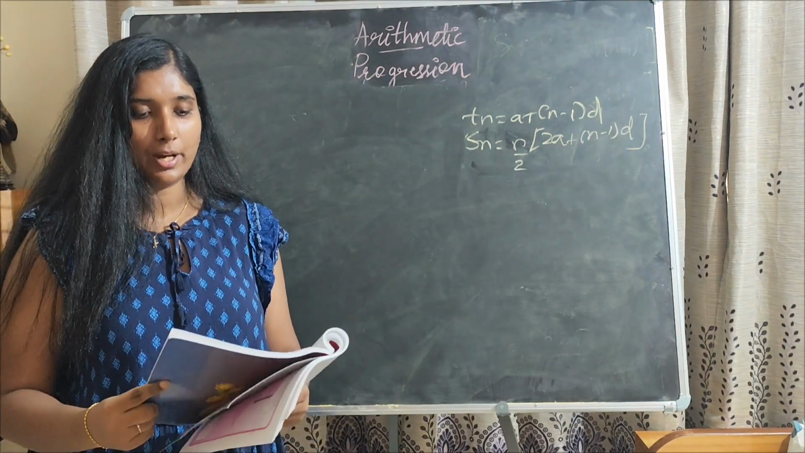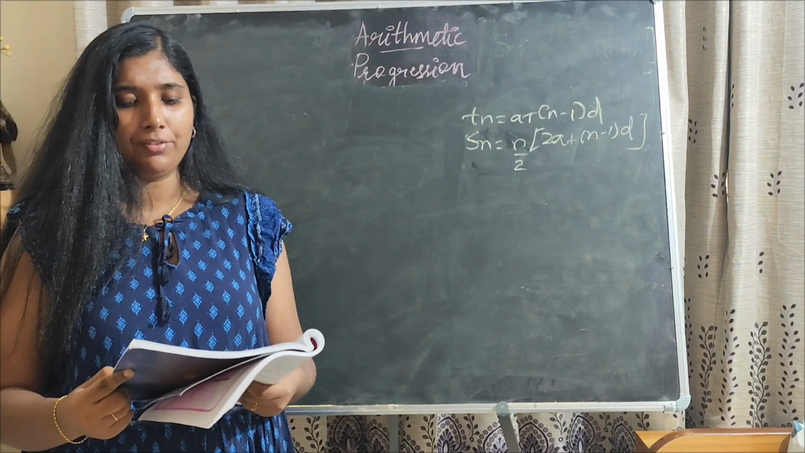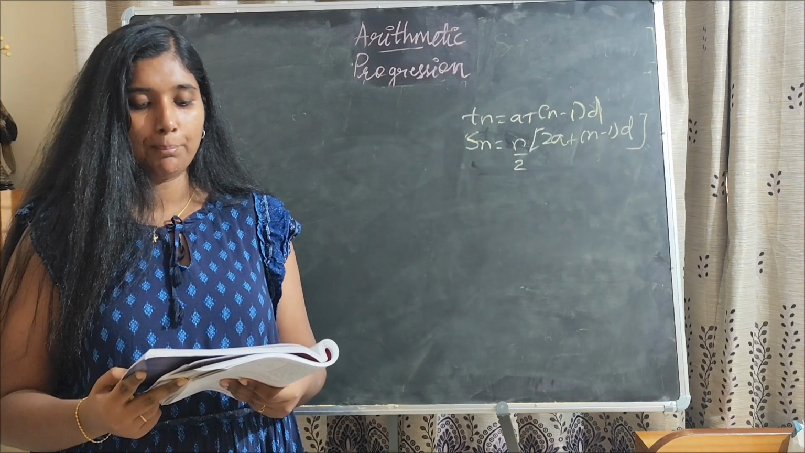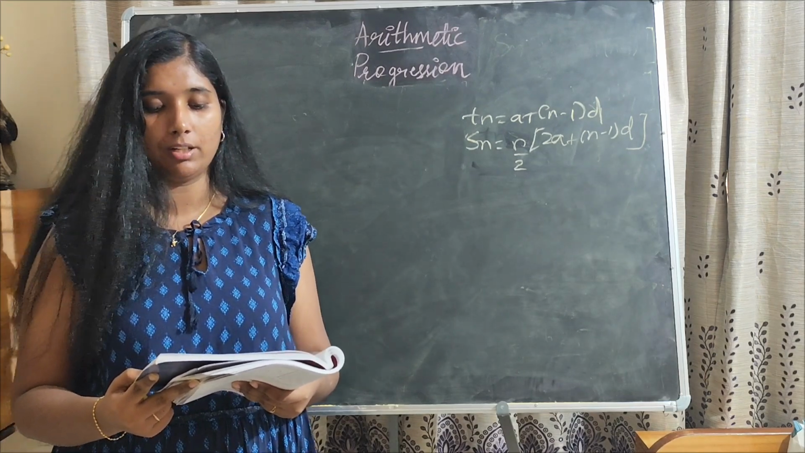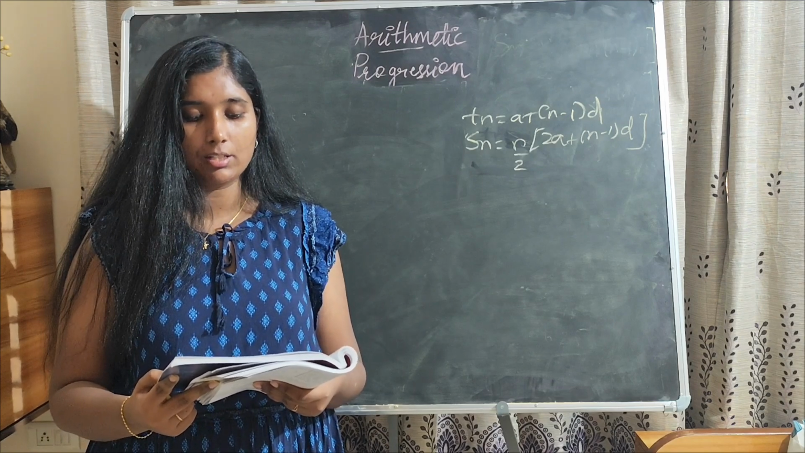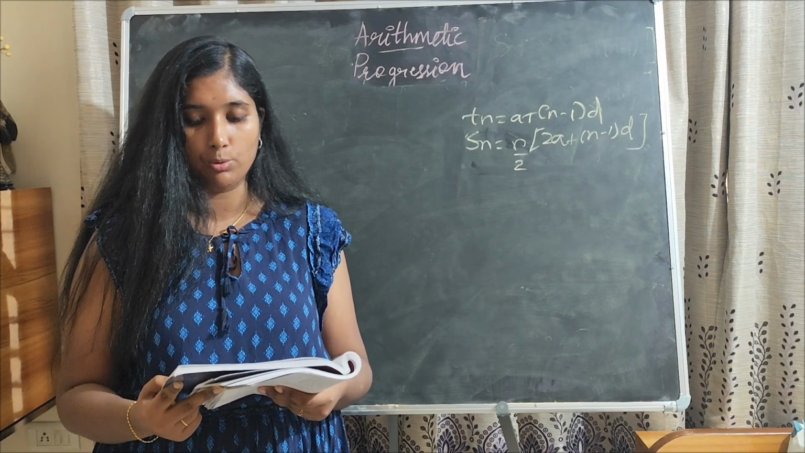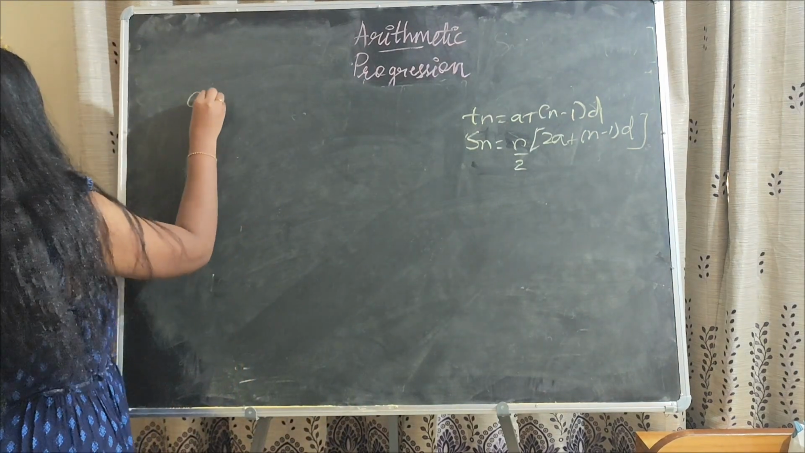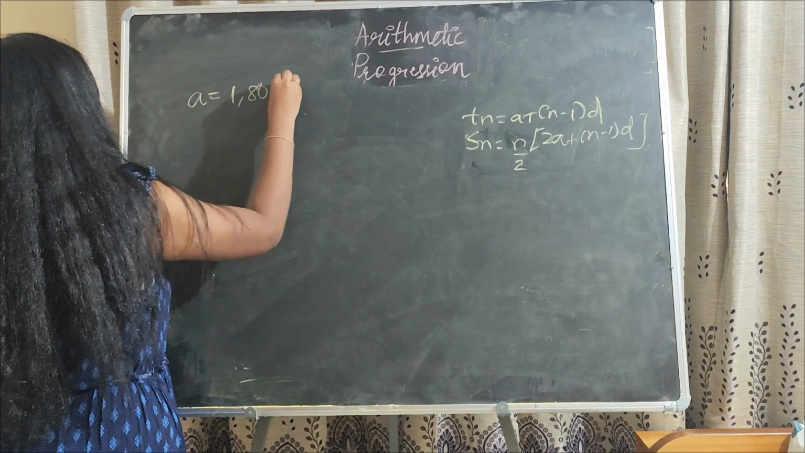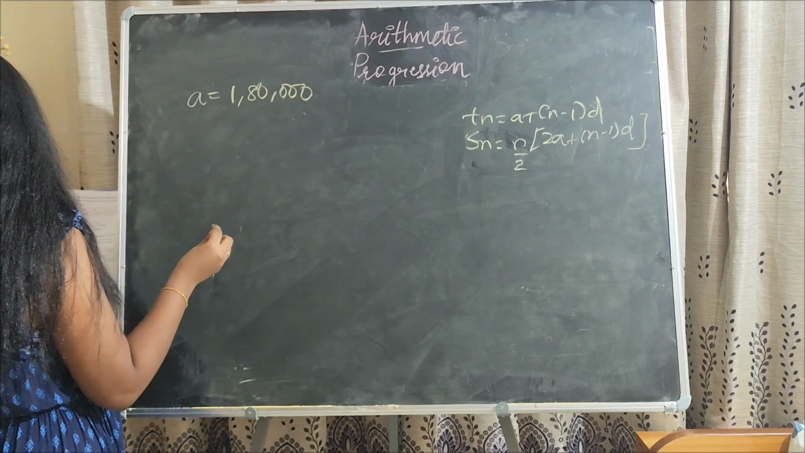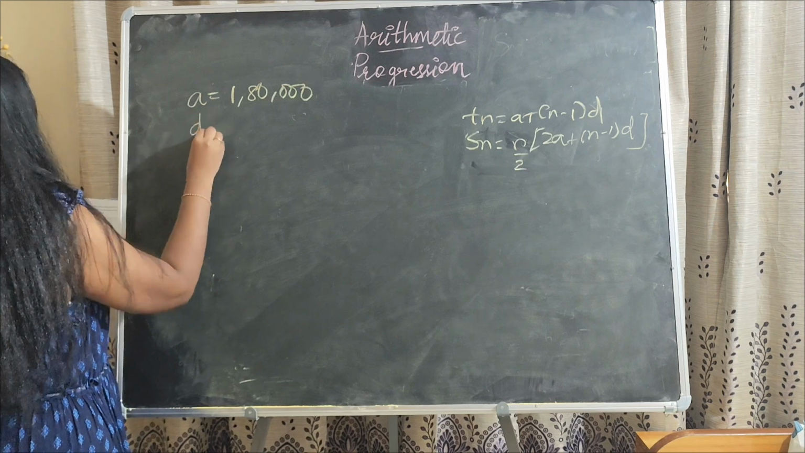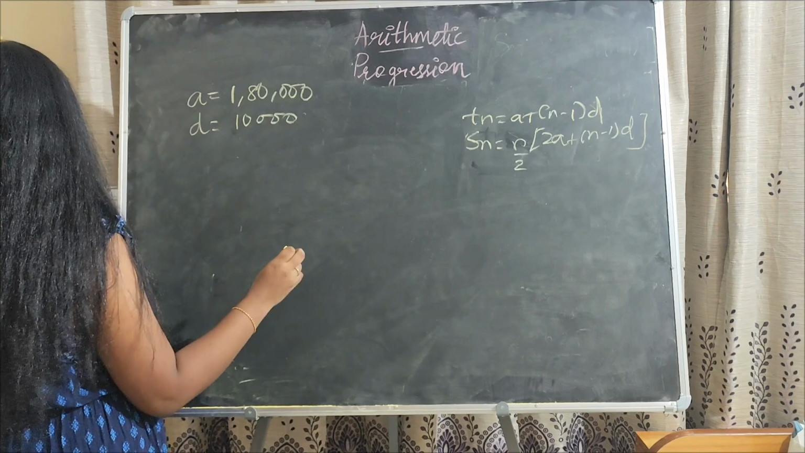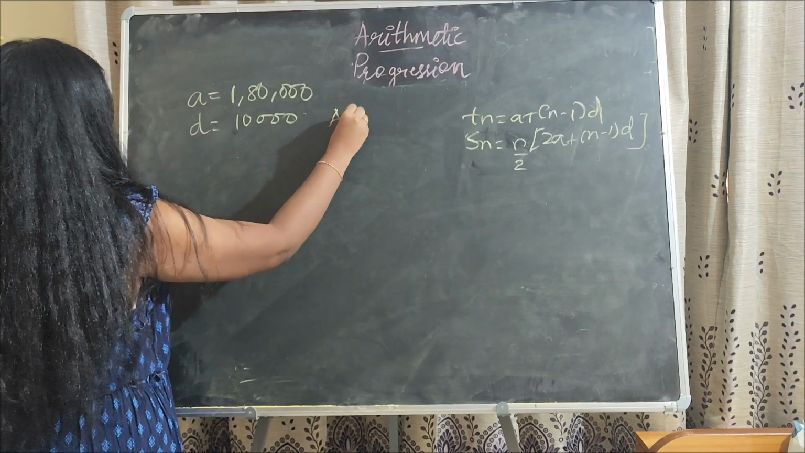Now, the next question is, in year 2015, Mrs. Sheikh got a job with salary 1,80,000 per year. Her employer agreed to give rupees 10,000 per year as increment. Then in how many years will her annual salary be 2,50,000? So A is given as 1,80,000 because it is the first salary. Next, difference is 10,000. It is going on increasing, that is why this is positive.